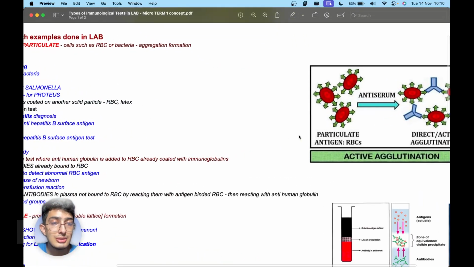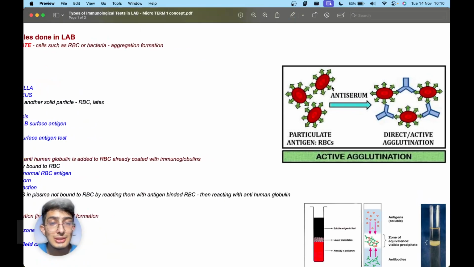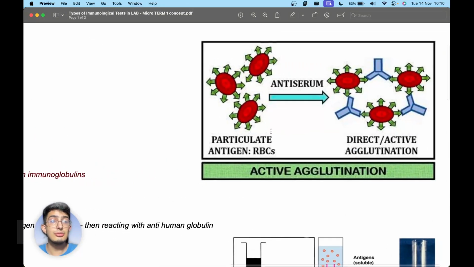Here, as you can see, there are a bunch of RBCs, and they have this antigen. For example, we want to know if this person has blood group A or not. These are blood group A antigens. We take a little bit of blood, put it on the slide, and the RBCs look like this. Now to this we add anti blood group A antibody. This antibody is going to bind with these RBCs and agglutinate them. It's going to clump these RBCs together.